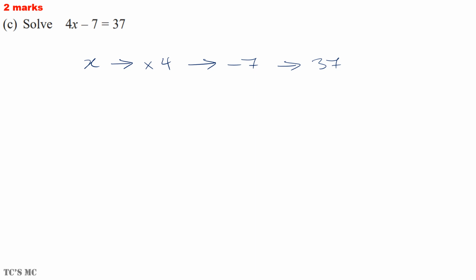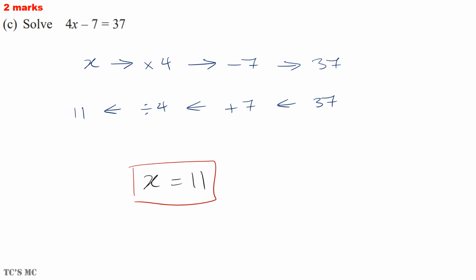To solve, we need to do the inverse. So we need to add 7 first and then divide by 4. For having all of this written out, we would get 1 mark. 37 add 7 is 44. 44 divided by 4 is 11. For having our final answer as x equals 11, we would get our second mark.